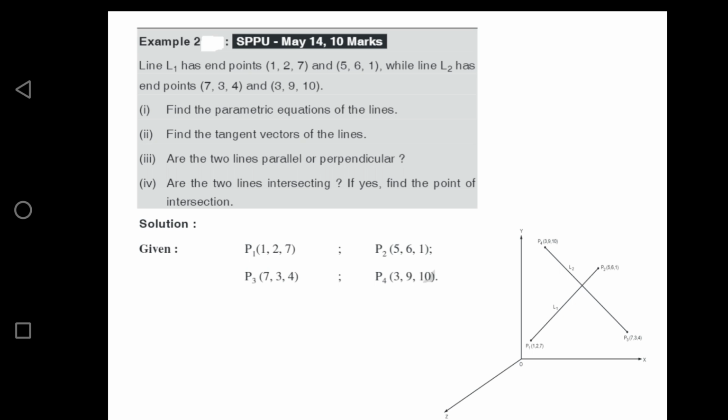First, we need to find out the parametric equation of the lines. Second, we need to find out the tangent vector of the line. Third, are the two lines parallel or perpendicular? We need to analyze whether these two lines are parallel or perpendicular. And fourth, are the two lines intersecting? If yes, find the point of intersection. So we have to analyze whether these two lines are intersecting or not, and if they are intersecting, find the point of intersection.